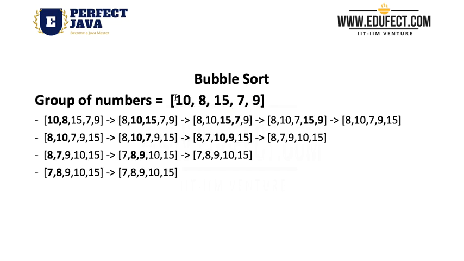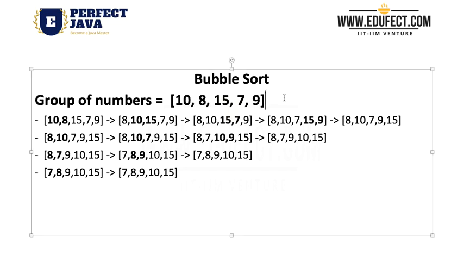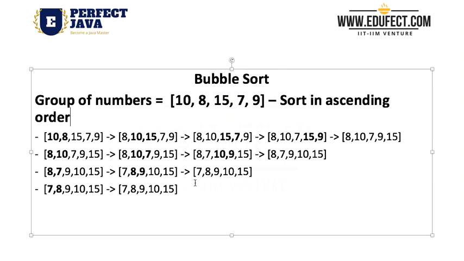Suppose we have this group of numbers 10, 8, 15, 7 and 9, and we need to sort them in ascending order. Ascending order means the final order should be 7, 8, 9, 10, 15, so increasing order. Now let's start with it. This is our input, the group of numbers, and we will start comparing them pairwise.